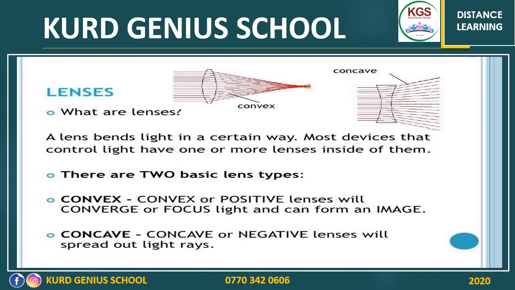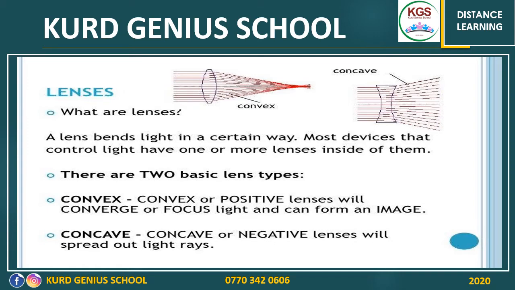So, as I mentioned, what are lenses? Lenses are two types, convex and concave. A lens bends light in a certain way. Most devices that control light have one or more lenses inside of them. So we have convex lens and concave lens.